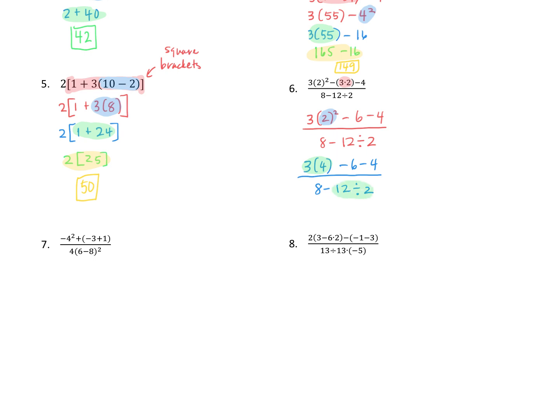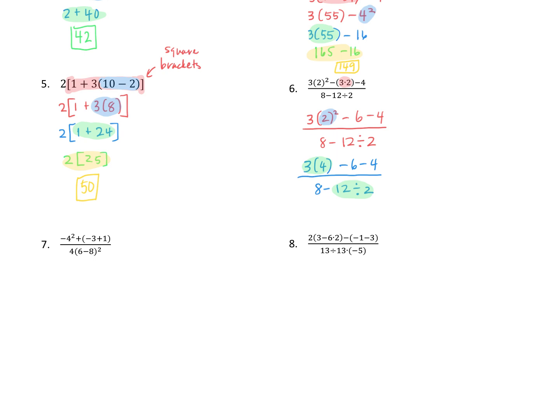Now, be really clear. This fraction bar is a division symbol. It means division. But you don't do that division until the very end. You simplify the numerator by itself all the way, and you simplify the denominator all the way by itself. And then when you're finished simplifying the numerator and the denominator as much as you can, then you can divide those numbers. But you don't do that till the very end. So the numerator has to be simplified all the way, and the denominator has to be simplified all the way. And then you can put them together.